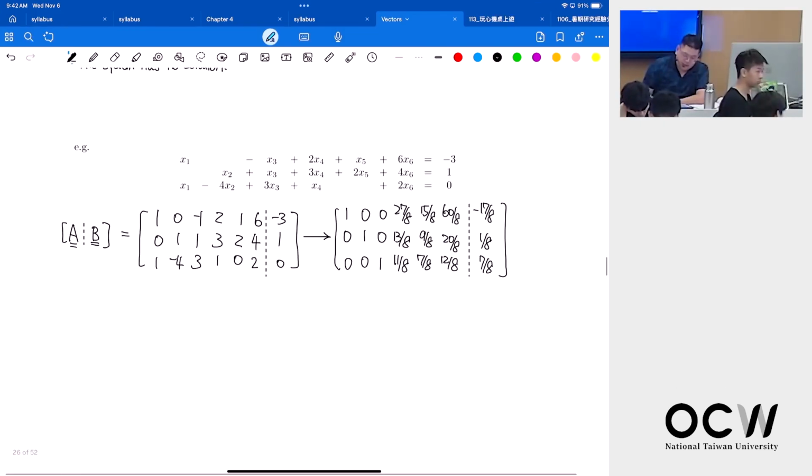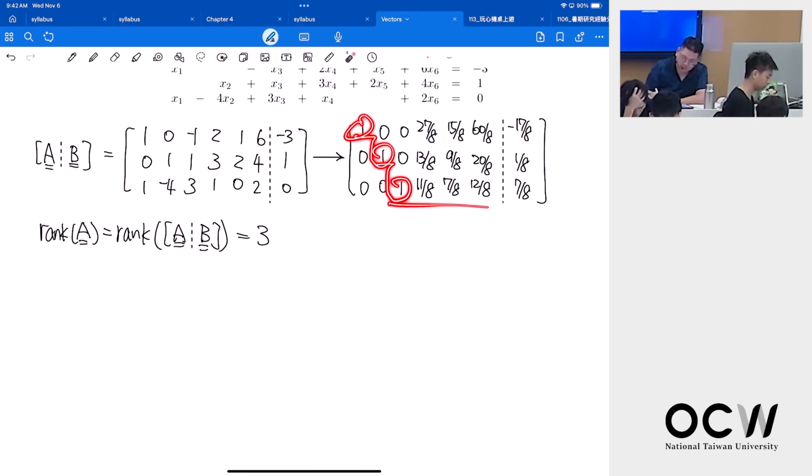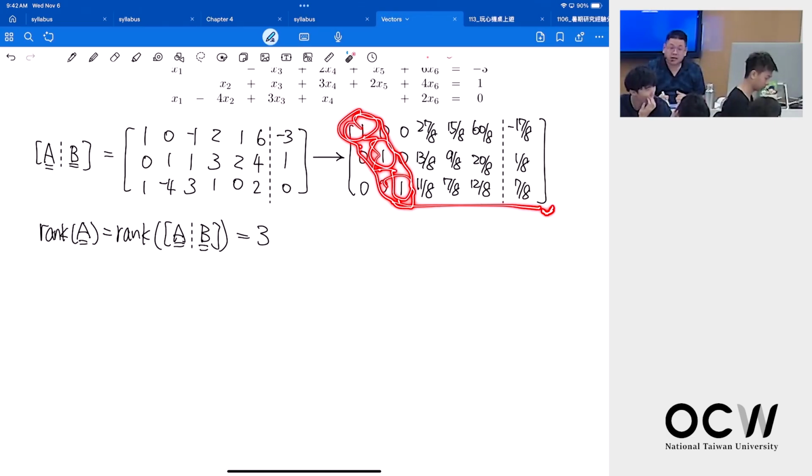And here you can easily see that the rank of A and the rank of the augmented matrix A and B is the same, which is 3, right? So once the rank is the same, I can be sure that we can find the solution. For the leading entries x1, x2, and x3, they are dependent variables, and we can express them in terms of x4, x5, and x6.